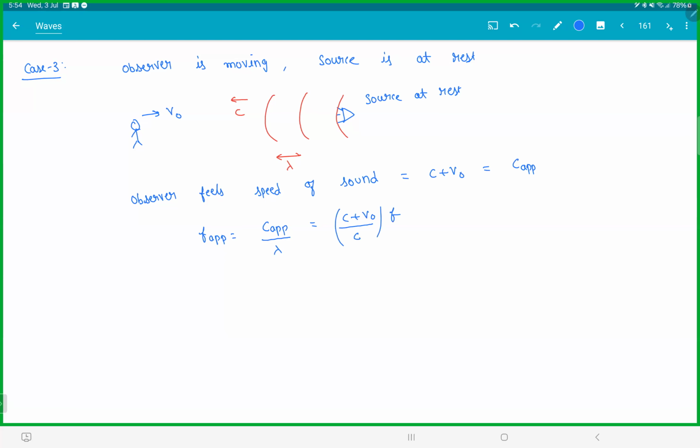So here the reason is different. When you are running yourself, you think the sound is traveling faster. So here wavelength does not get affected, but the speed of sound gets messed up. Case 4, same thing. Observer is running away this time, V naught, and the source is sending the waves. Same idea here. So he will think the C apparent is C minus V naught. F apparent would be C minus V naught by C into F.